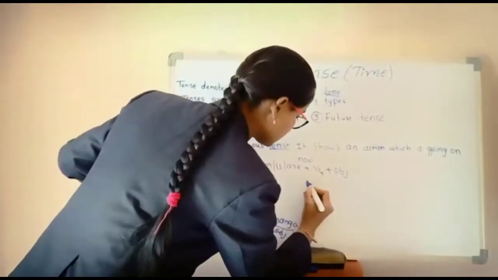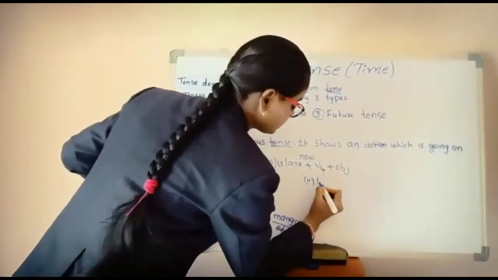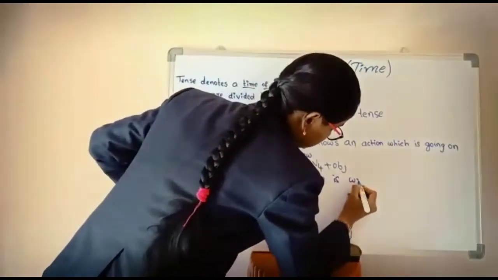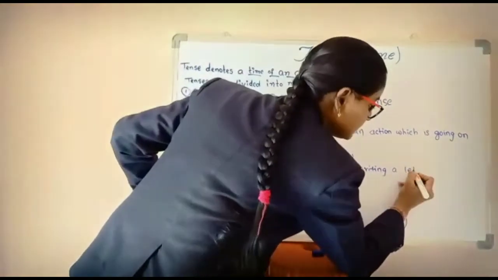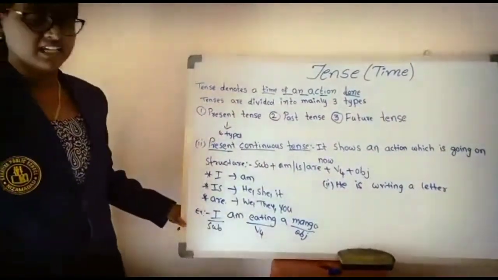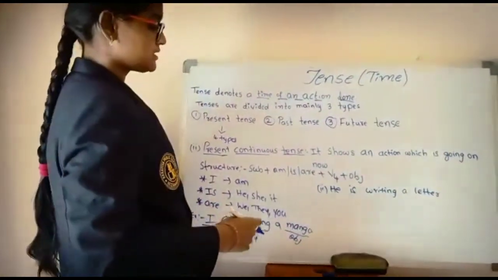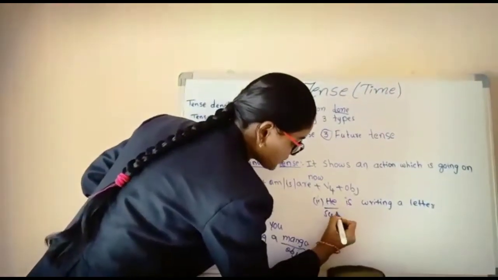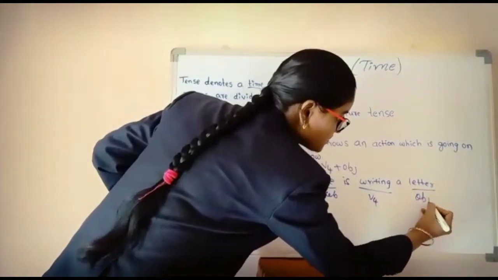And second example, he is writing a letter. He is writing a letter. Here instead of he we can use nouns also. See here, he is subject and writing is V4 and letter is object.